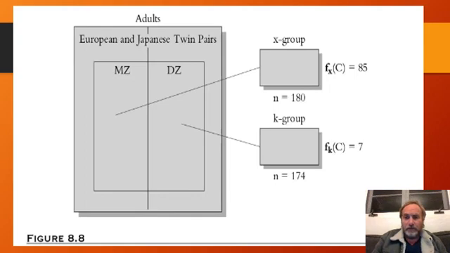And here we have the numbers. This is confusing at first because you might think they're doing percentages, but this is 85 out of 180 in the experimental group, the monozygotic twins, concordant pairs, and then 7 out of 174 in the control group, which is the DZ. Only 7 concordant pairs among the.